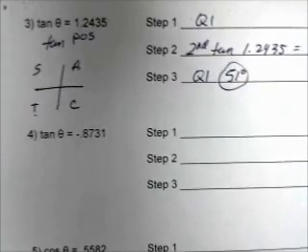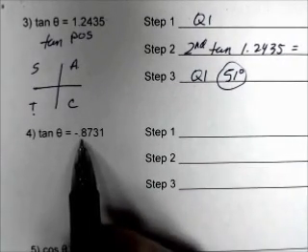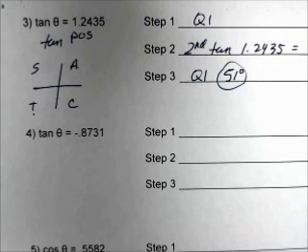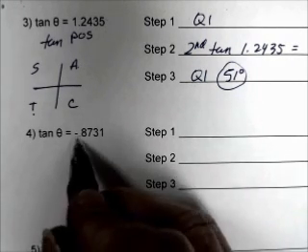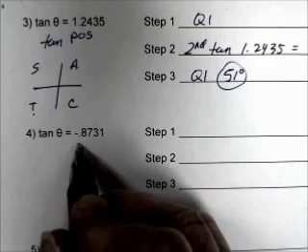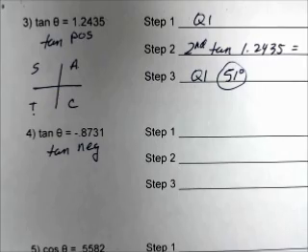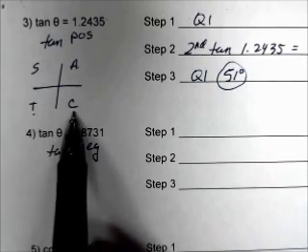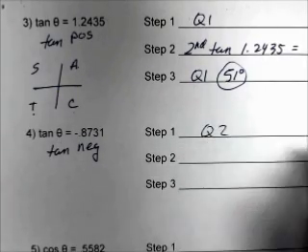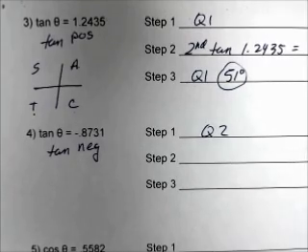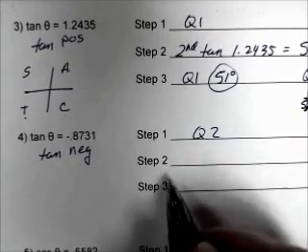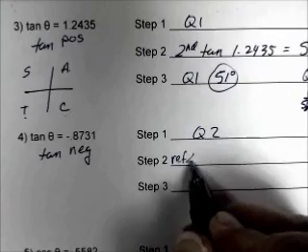Next, number 4, we have the tangent of theta is equal to negative 0.8731. What are the two possible values of theta? Well, first, this decimal value is negative. Tangent is negative in what quadrants? Quadrant 2 and quadrant 4. Next, we find the reference angle. Step 2 is to find the reference angle.